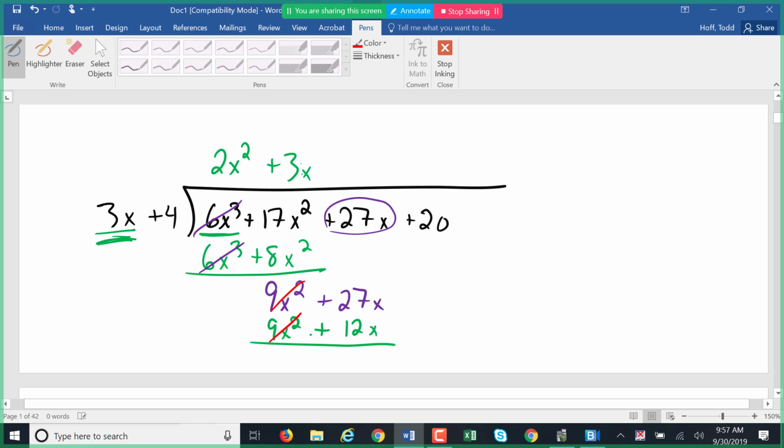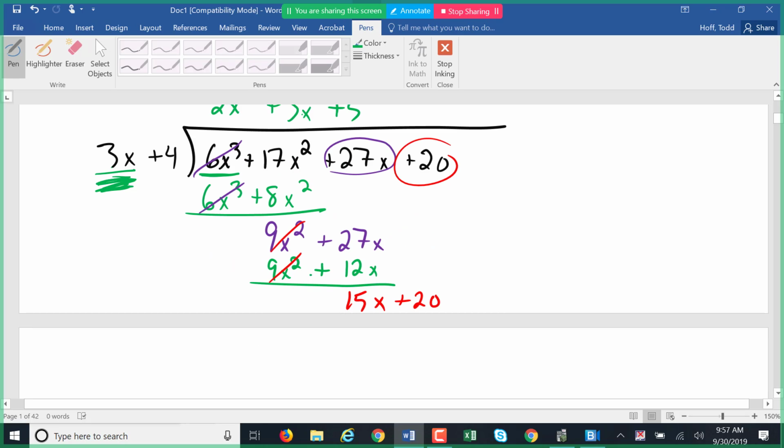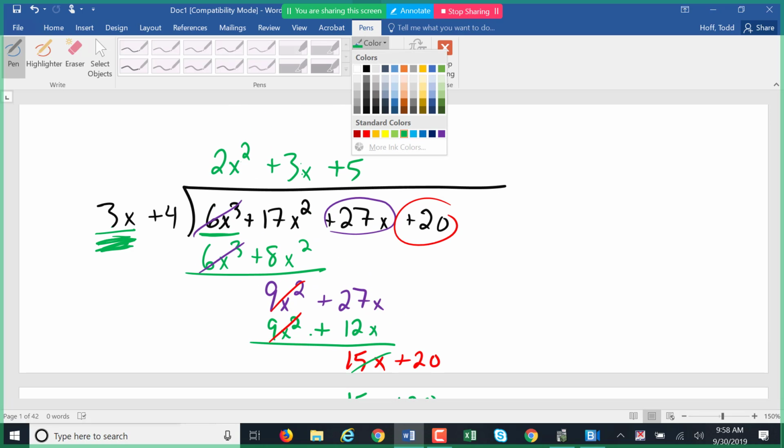Well, 9x squared minus 9x squared is 0. 27x minus 12x is 15x. And we bring down that next term of a positive 20. Back to the leading coefficients again. 3x goes into 15x. 15x divided by 3x is a positive 5. 5 times 3x is 15x. 5 times 4 is 20. When we subtract there, we end up with 0. Everything cancels out. So that divides out evenly.